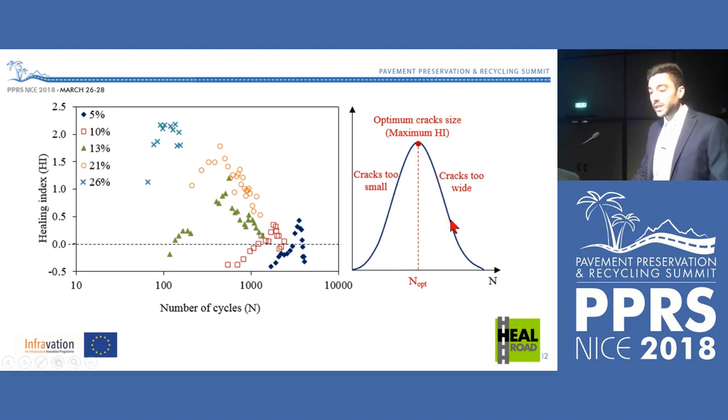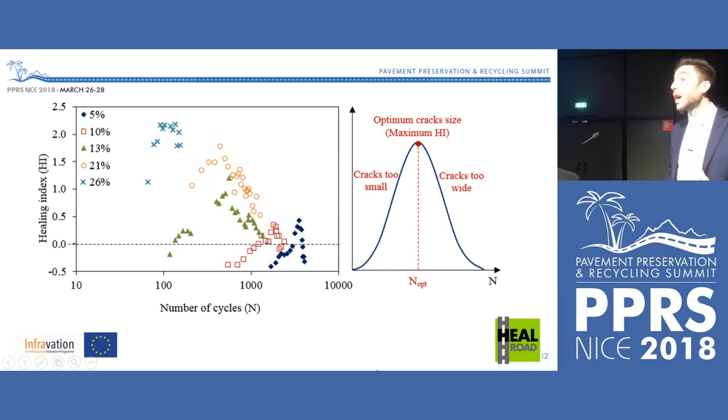What I'm presenting here is different samples with different air voids content. So these are dense mixes. This is 5% of air voids, while these are very porous asphalt, something like 26%. So we can see a couple of things here. First, dense mixes cannot be healed as well as porous asphalt. Actually, the maximum healing here is something like 30% extension of service life, while for porous, we are reaching an extension of 200%, which is very good.